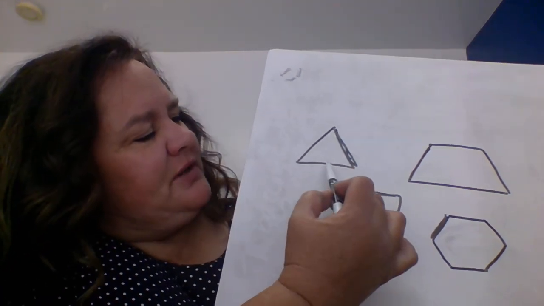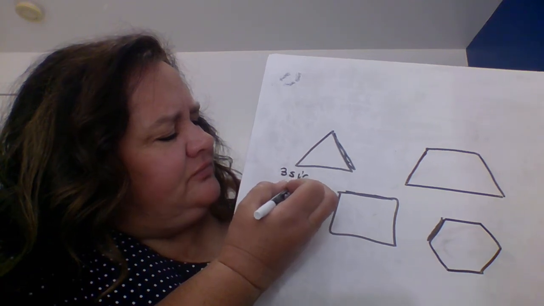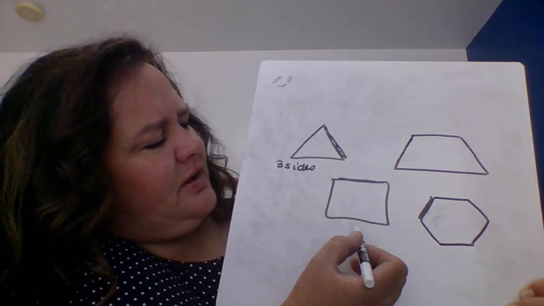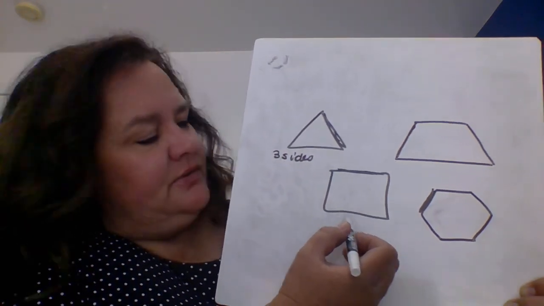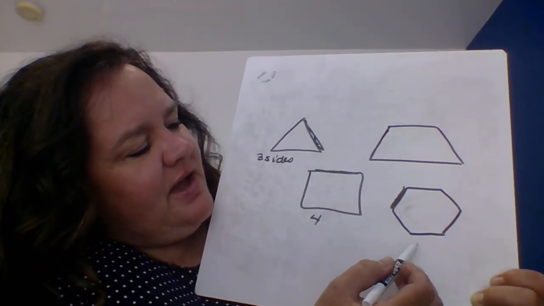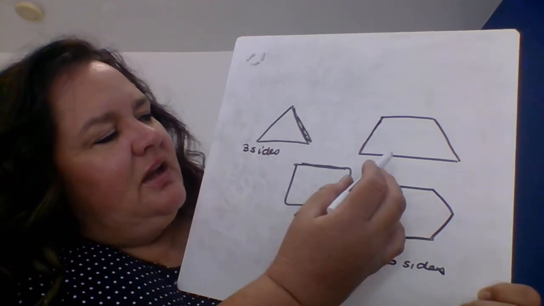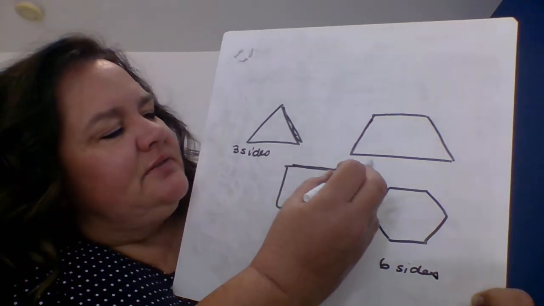So this one obviously is a triangle, so it would have 3 sides. And this is a square, so 4 sides. And this is a hexagon, 6 sides. And this is a trapezoid, 4 sides.